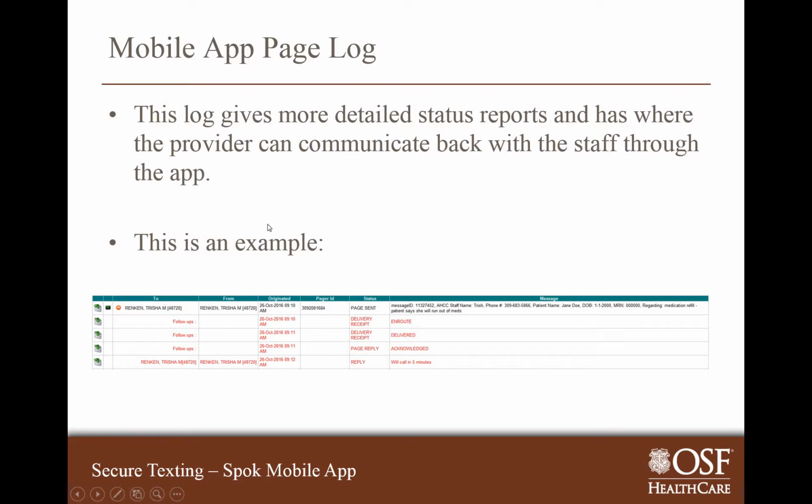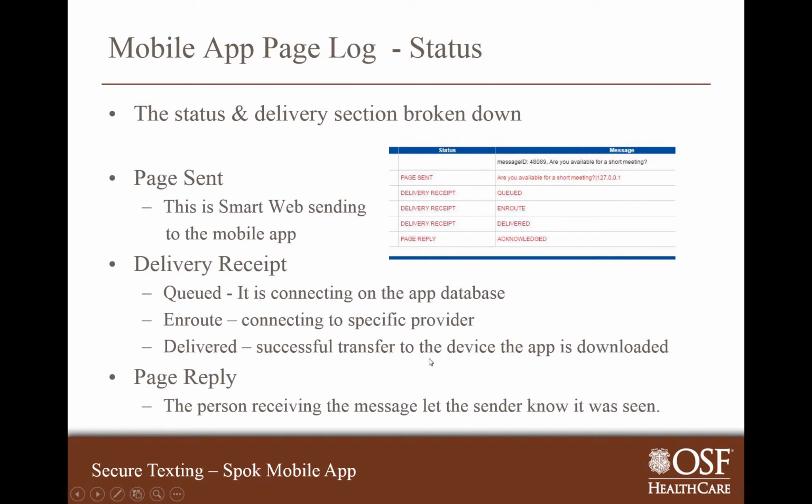The mobile app page log, what you're going to do is expand it by clicking a little plus sign here. When you expand it, it turns to a minus sign. And it's got information that we can go over, and this is just one example of that. The status and delivery section broken down from that previous slide.